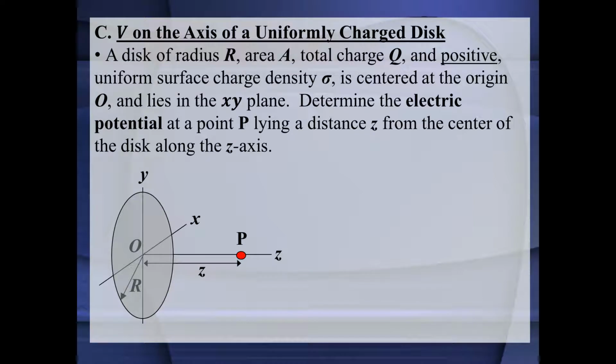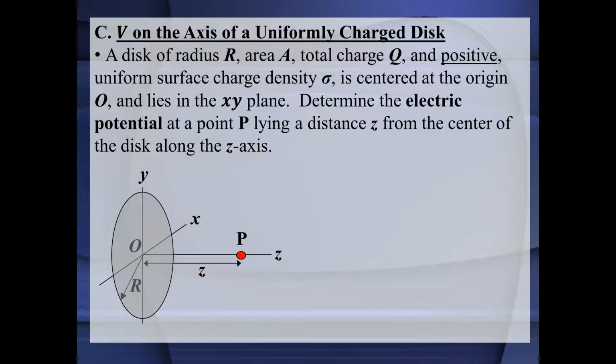So let's set the problem up. We have a disk that has a radius of capital R. It has an area of A. It has a total charge of capital Q, and we're going to say it's positive. And it has a uniform surface charge density of sigma. So we're going to use the surface charge density instead of the linear charge density because this time around our object actually has area. This disk is centered on the origin and it lies in the XY plane.